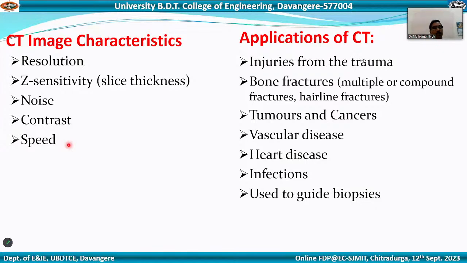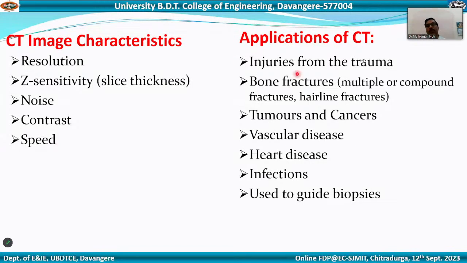Earlier, when the first generation CT machines came, they used to take nearly 20 to 30 seconds to generate one slice of information. Nowadays, within a fraction of a second, we can get a slice of information. These are the CT image characteristics.